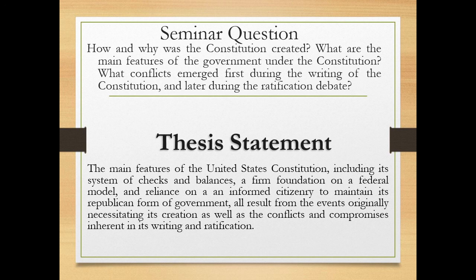Paragraph 2, then, the main features of the Constitution: system of checks and balances, firm foundation on the federal model, reliance on an informed citizenry, and the republican form of government. So there are four key elements, features of the Constitution: checks and balances, the Madisonian model, including the federal model, an informed citizenry, pluralism, a republican form of government. So paragraph 1 introduces the thesis statement. I would argue paragraph 2 talks about the main features, and then we have a laundry list.